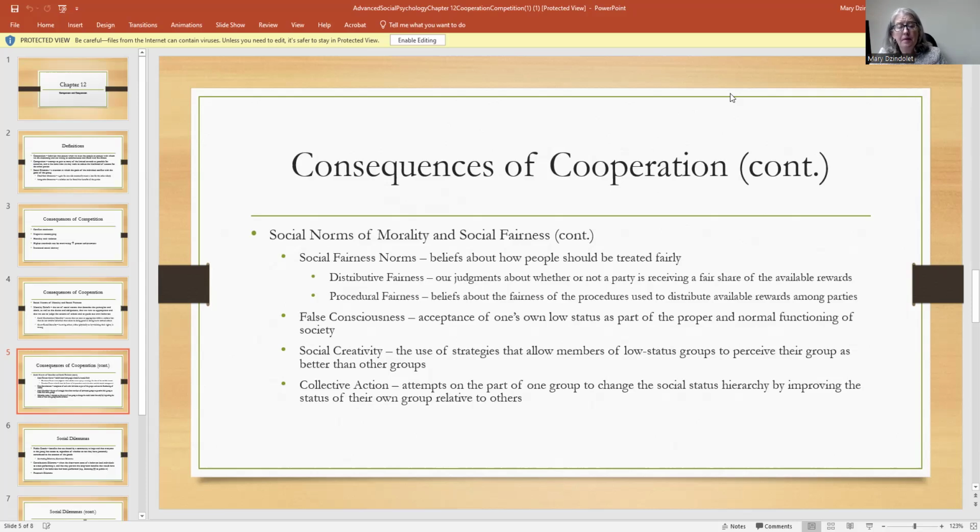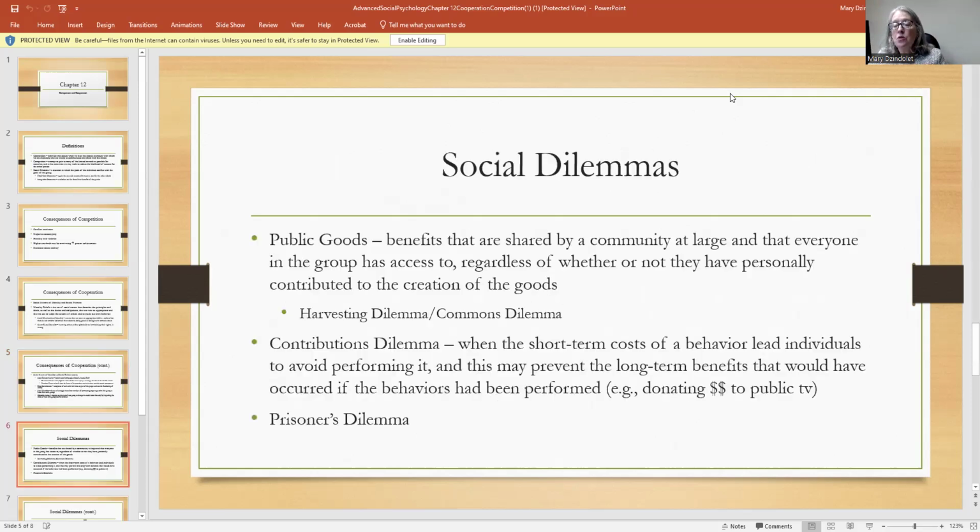And then, of course, one thing that's going to happen from time to time, and it almost makes the most common sense, is collective action, where you change the hierarchy. So this is an attempt on the part of one group to change the social status hierarchy by improving the status of their own group relative to others. Different groups will say, we should have higher status. I'm no longer going to be ashamed that I'm part of this subgroup. In fact, my subgroup's better, and we're going to throw out this old hierarchy, and here's a new hierarchy that we're going to use. Okay, so those are all consequences of cooperation, or that's the way they're talked about in your textbook anyway.